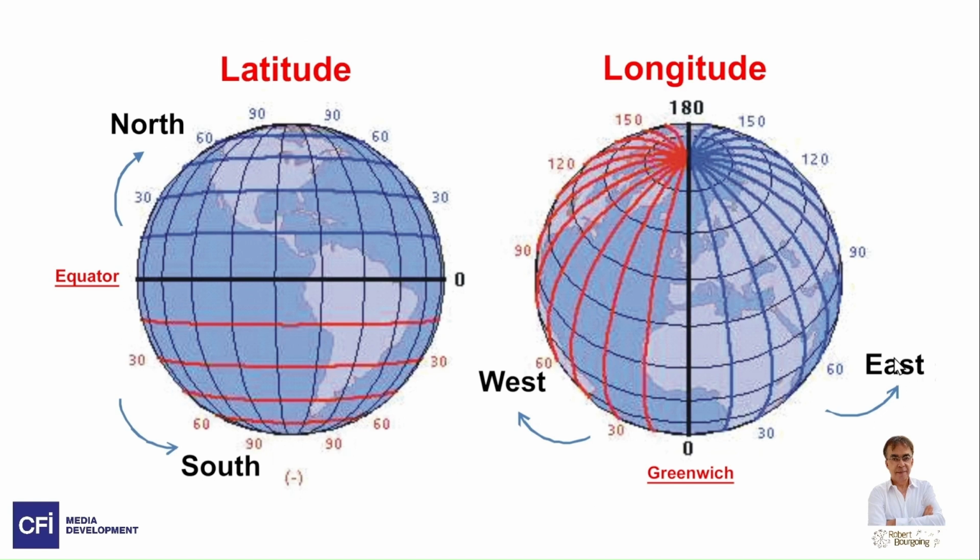The longitude measures how far a place is from the Greenwich reference point just outside London, with 180 positive degrees going east to the other side of the planet and 180 negative degrees going west to meet at the same point.